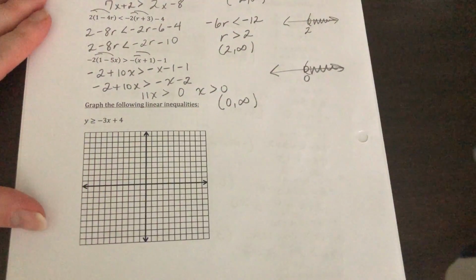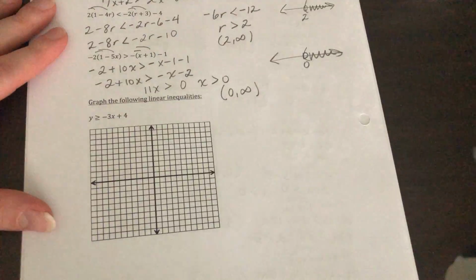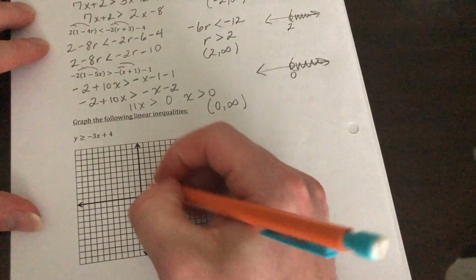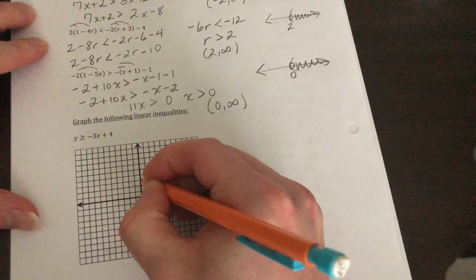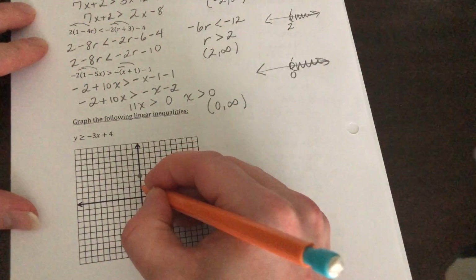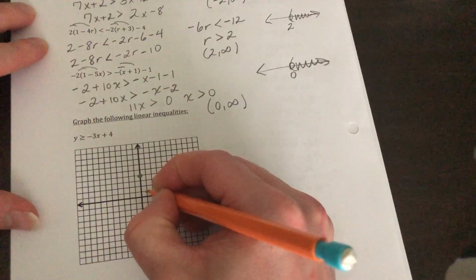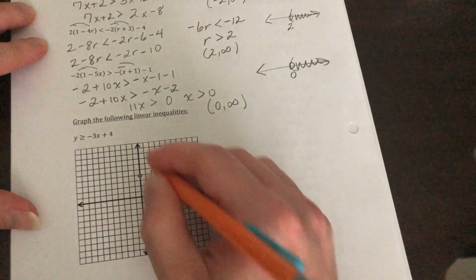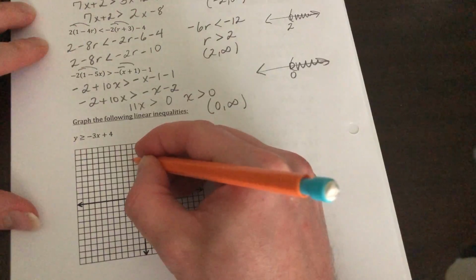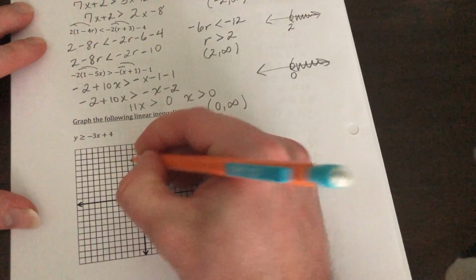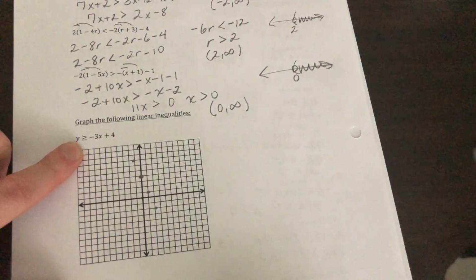Okay, so graphing inequalities. So what we're going to do is we're going to graph it just like we did lines. Okay, so I'm going to start the y-intercept at 4. 1, 2, 3, 4. We're going to go down 3 and over 1. Down 3 and over 1. And 1, 2, 3, over 1. So our line's going to look something like that. Now it's equal to, so it's going to be a solid line.